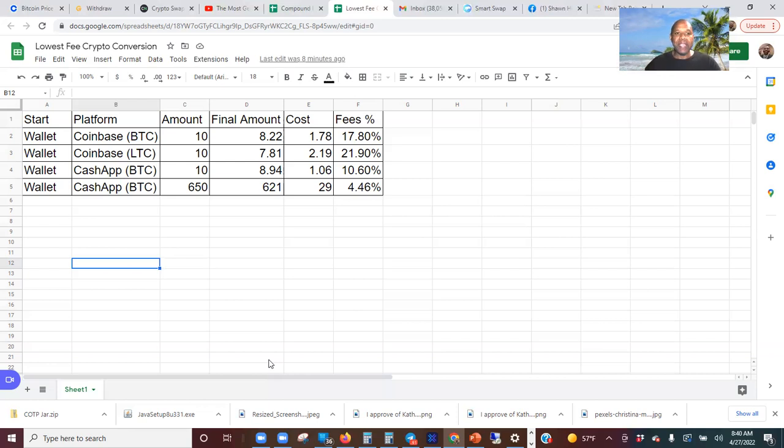Let me try Cash App. So Cash App, BTC, I sent $10, test amount. The final cost by the time it hit my bank was $8.94. You can see it's a huge difference. That's a huge difference, almost a 7% difference in fees. So Cash App turned out to be very, very wonderful in this instance.